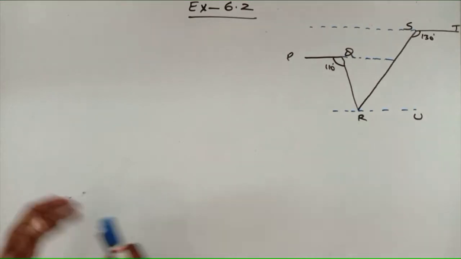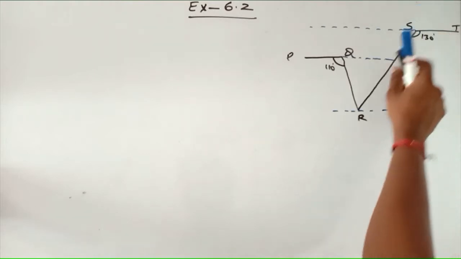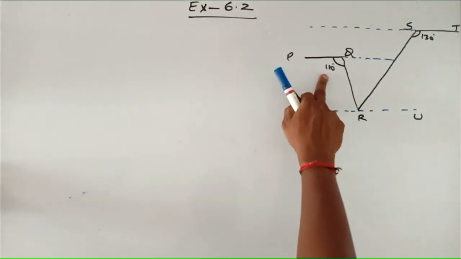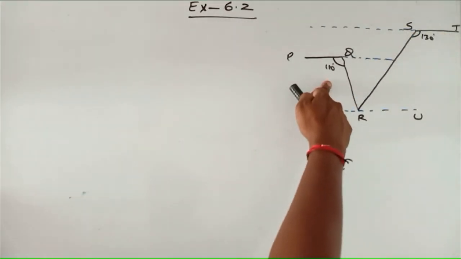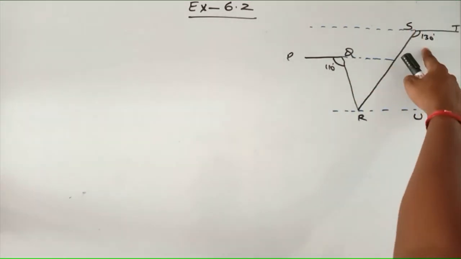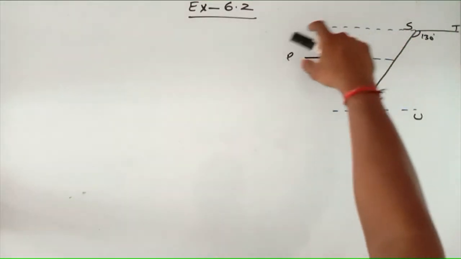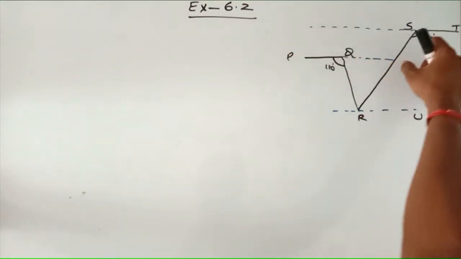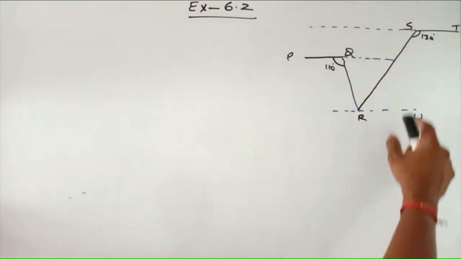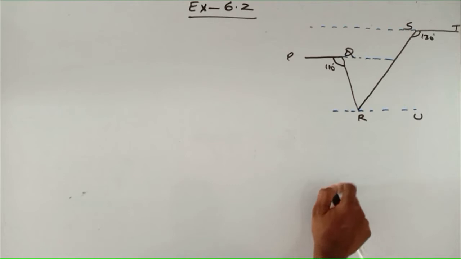Children, the next question. PQ is parallel to ST and angle PQR is equal to 110 degrees. This is the value. And the next value is given, angle RST is equal to 130 degrees. So here PQ and ST are parallel lines. I am extending this, then automatically these two are parallel lines and this is going to be a transversal here.